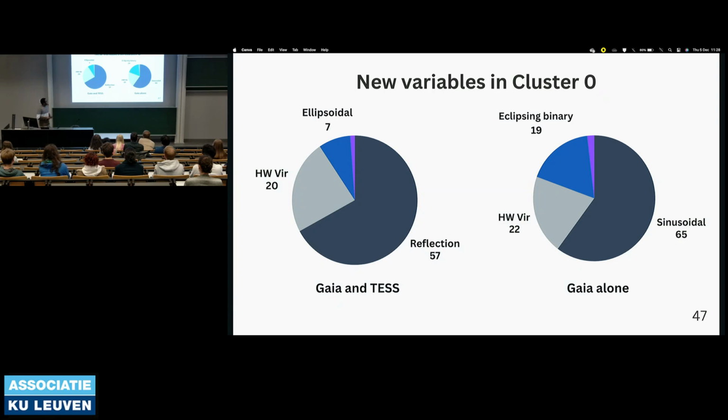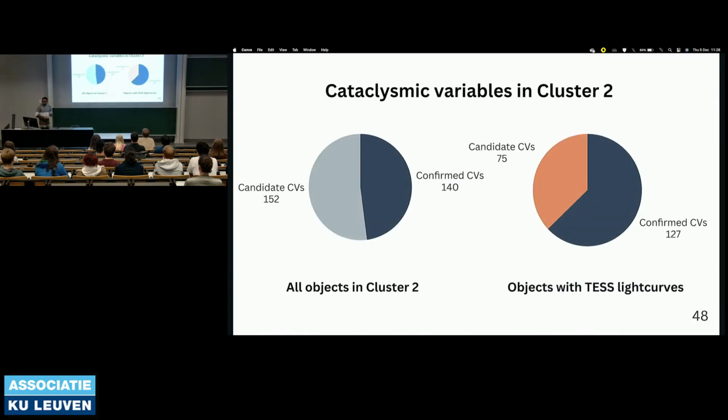This pie chart is just to show you the number of new variables we found from this analysis. These are mainly reflection and HW Vir systems from the Gaia and TESS data, and also in the Gaia light curves we found quite a lot of new HW Vir systems. And for the CVs, we cross-matched them with the literature, so we can confirm these 140 CVs, while the rest we consider as candidate CVs.